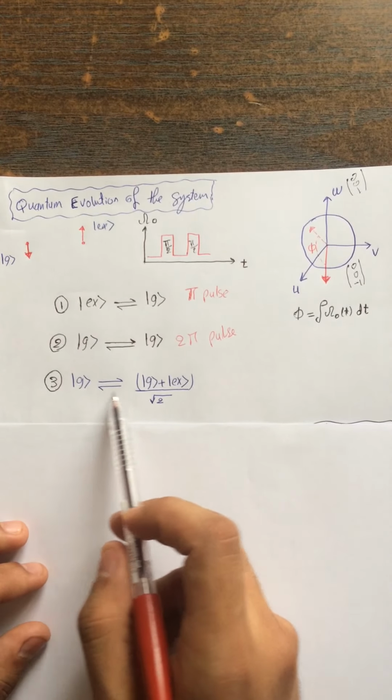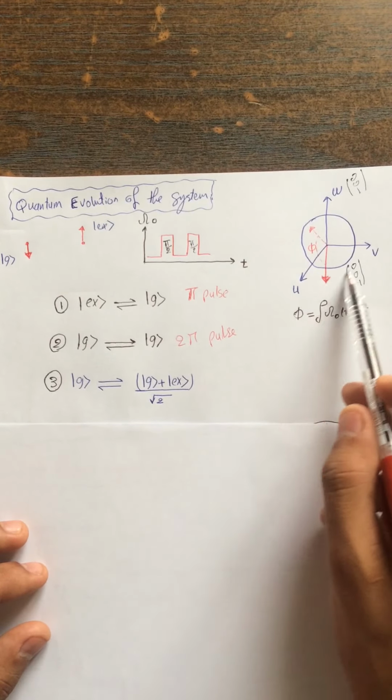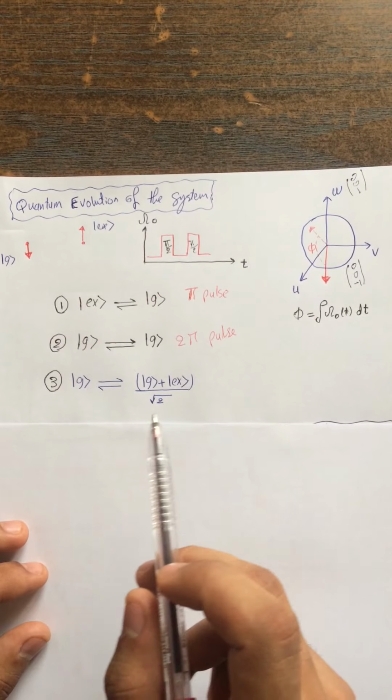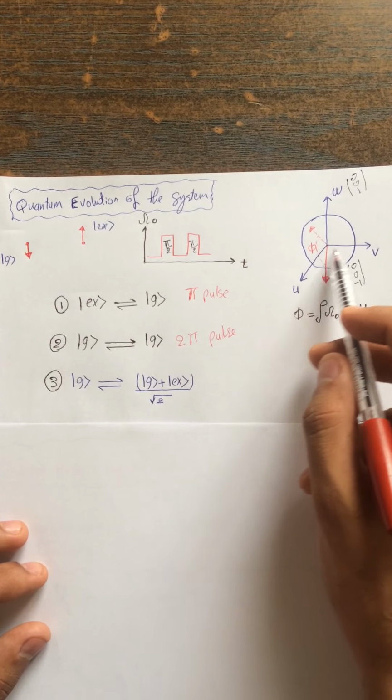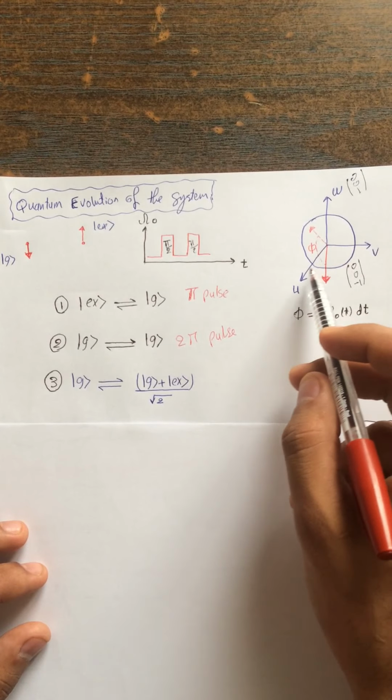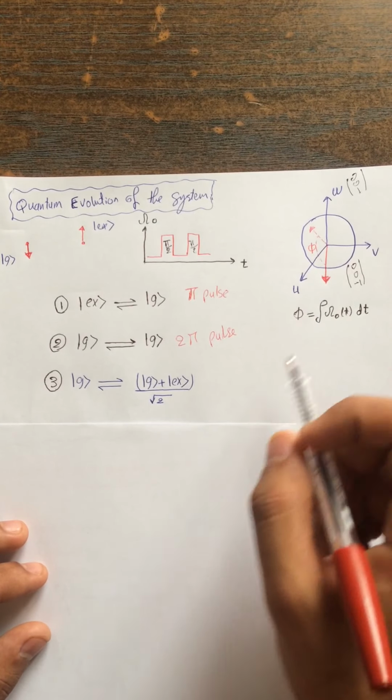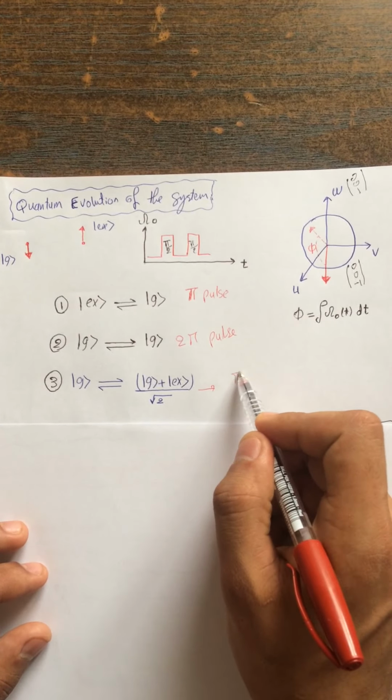So what if I get the ground state into the coherent superposition? This is very important. Coherent superposition of the ground and the excited state. It means that it lies on the sphere, on this plane of u and v, in the xy plane. And this can be done by just a pi over 2 pulse.